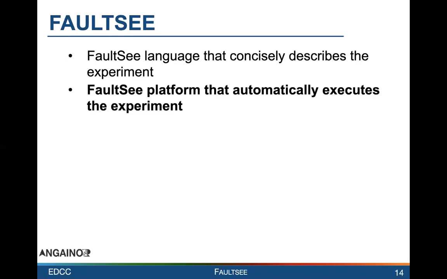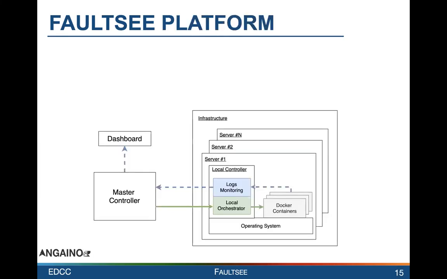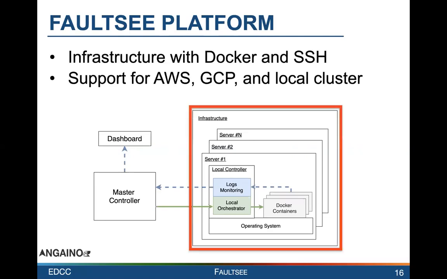But now, for the sake of brevity, let's focus on the FaultSee platform that picks this language and automatically executes a concrete experiment. So this is the architecture of the FaultSee platform. We assume an infrastructure with a working Docker environment and SSH access. We currently have support in FaultSee for Amazon Web Services, Google Cloud, and a local cluster.